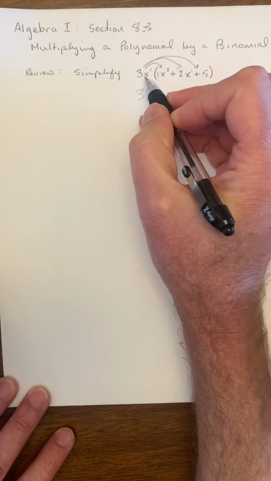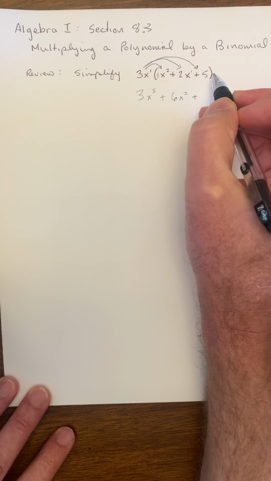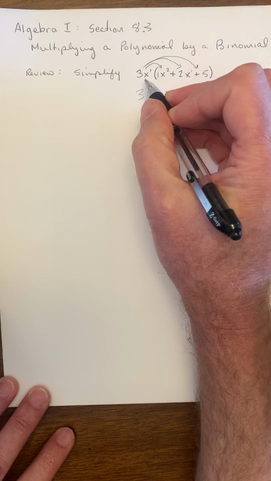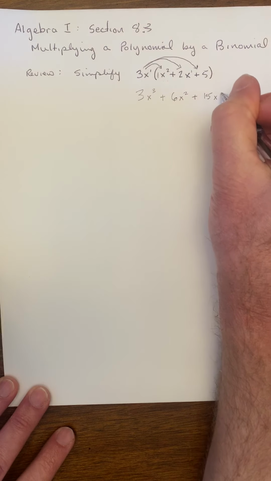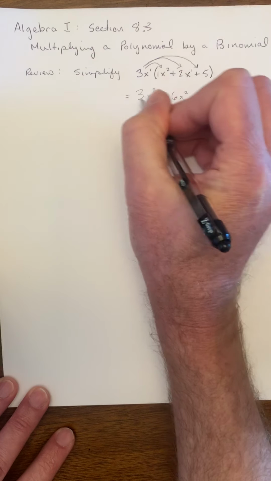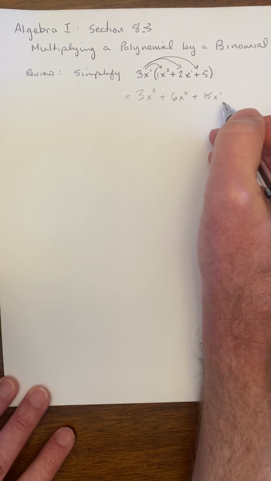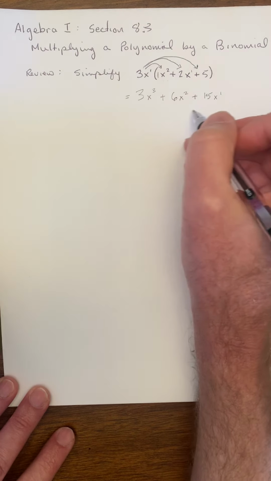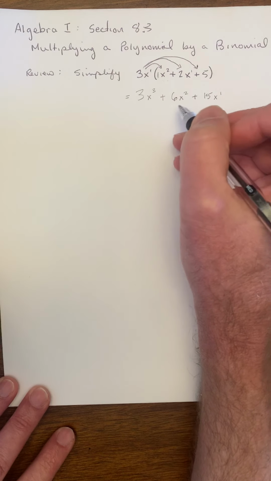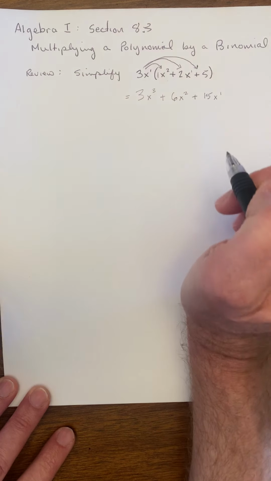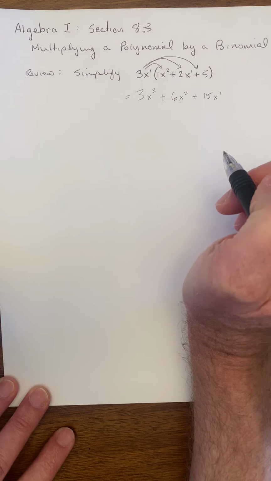Finally, 3x to the first times 5. There's no x's there. 3 times 5 is 15. And we still have that x to the first. And so there is our distribution. 3x cubed plus 6x squared plus 15x. Remember, this is called descending order because it goes from the highest power to the lowest power. The book sometimes calls it standard order.